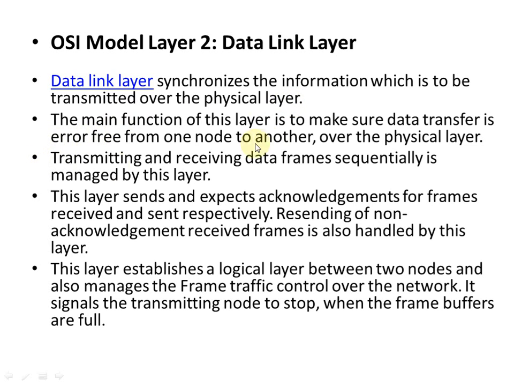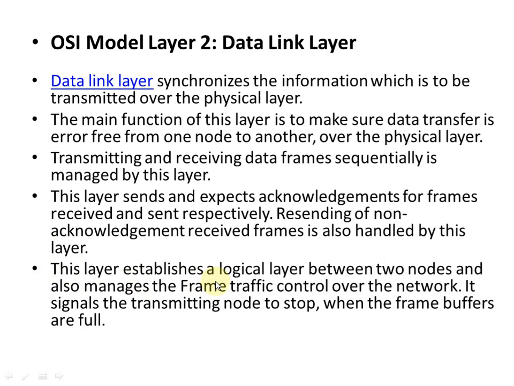The second function is that the main function of this layer is to make sure data transfer is error free from one node to another over the physical layer. Transmitting and receiving data frames sequentially is managed by this layer. This layer sends and expects acknowledgements for frames received and sent respectively. Resending of frames for which no acknowledgement was received is also handled by this layer.